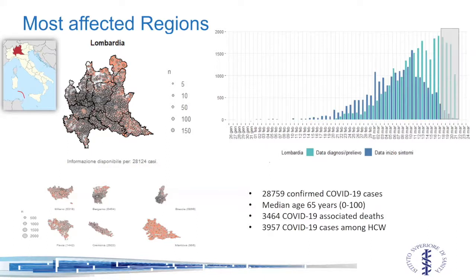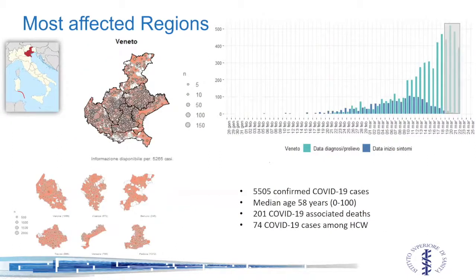But you can see the median age of the people is very high, it is 65 among the positive cases. This is the regions. The other region is Veneto. That is, the distribution is quite different. In this part of the region was the first lockdown small town, and this is Padua. Just to let you know, this is Venice.